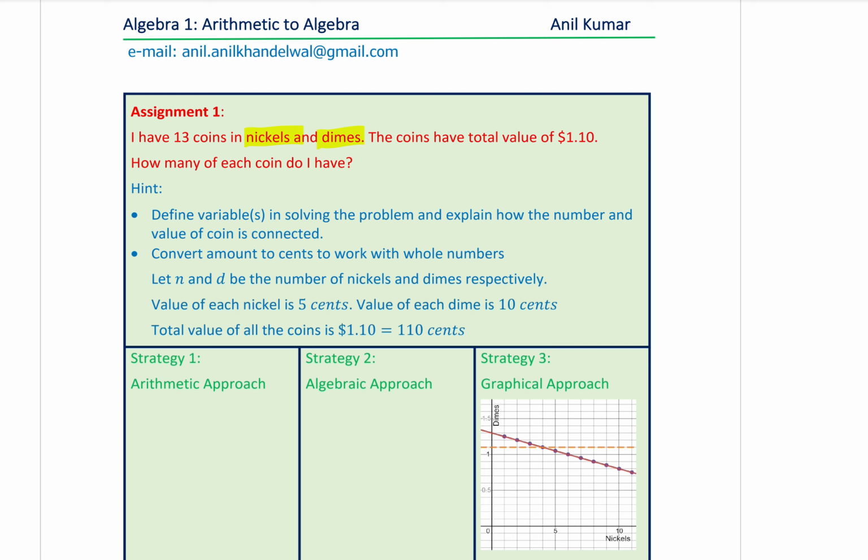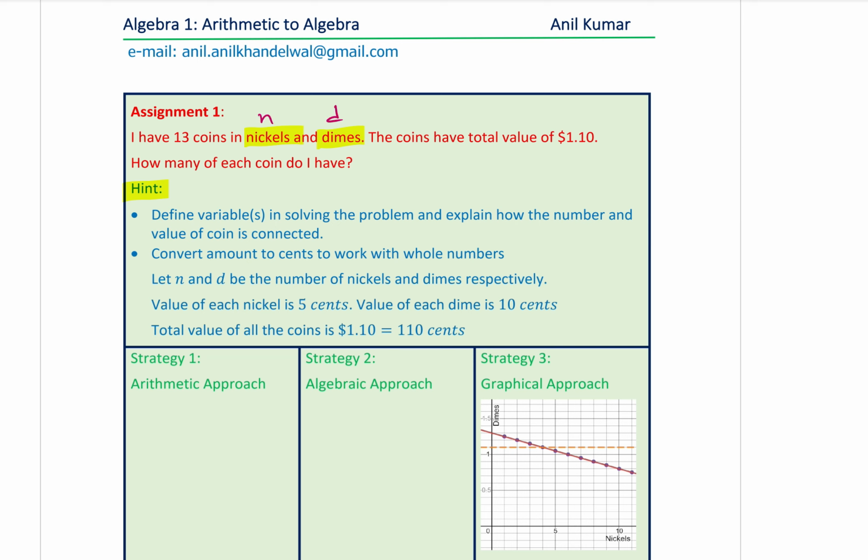So looking into all these solutions, what can I say? Let me summarize the results. The hint here, which was discussed, is: define variables in solving the problem and explain how the number and the value of coin is connected. So the variables, let them be N for nickel and D for dimes, right? That is how we could define these variables.